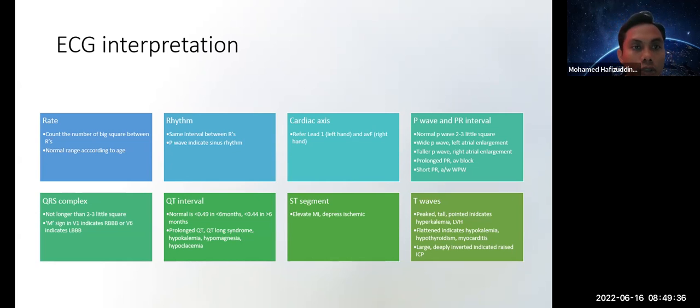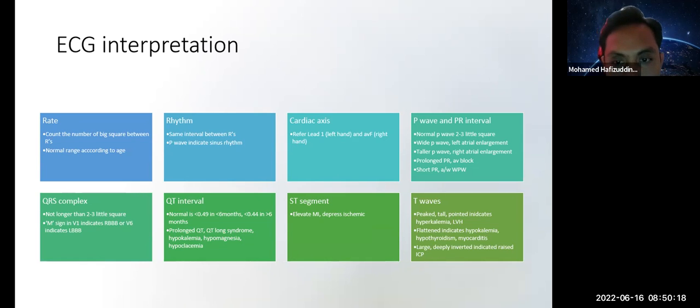As Dr. Ahmad Kaid taught us, for lead 1 we use our left hand, and for aVF our right hand. So if both are positive, it is in the normal place. If lead 1 is positive but aVF is negative, it is left axis deviation. Same goes if aVF is positive and lead 1 is negative, it is right axis deviation. Okay.